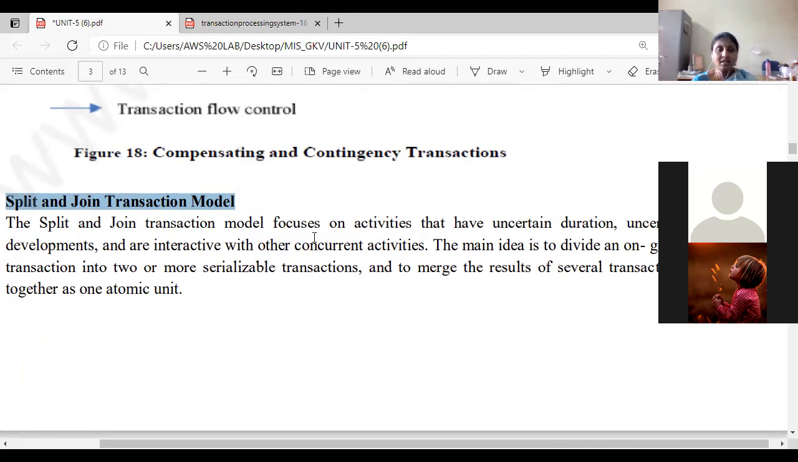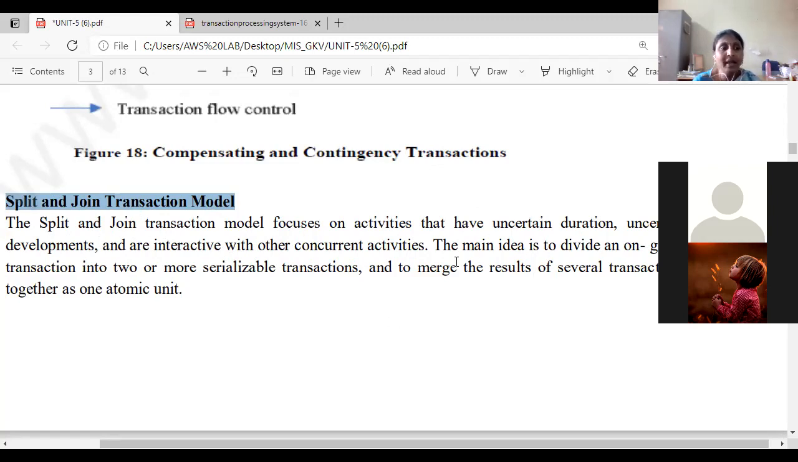The split and join transaction model focuses on activities that have uncertain duration and uncertain developments and are interactive with other concurrent activities. So when will we use the split and join transaction? Whenever we have certain activities that have uncertain duration, uncertain developments, and are interactive with other concurrent activities, where they need to depend on other concurrent activities, in that case we use the split and join transactions.